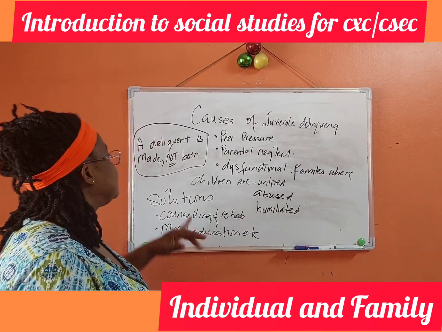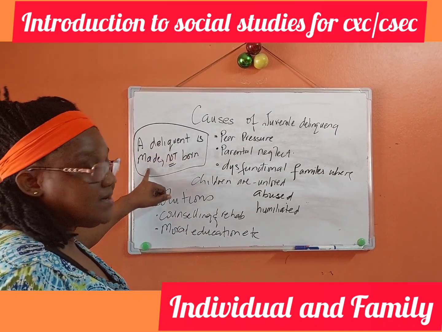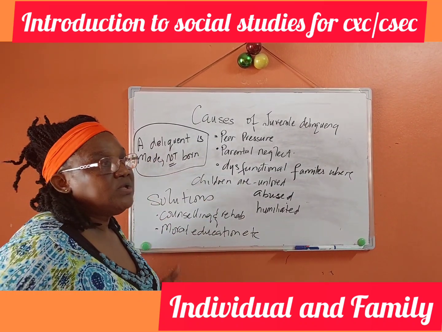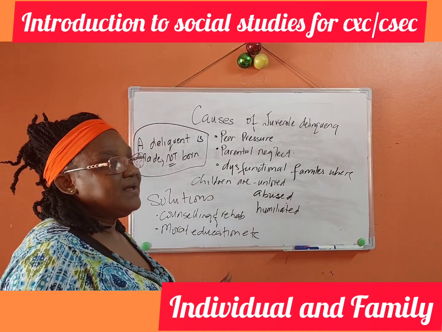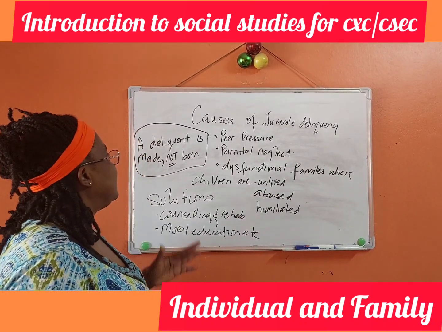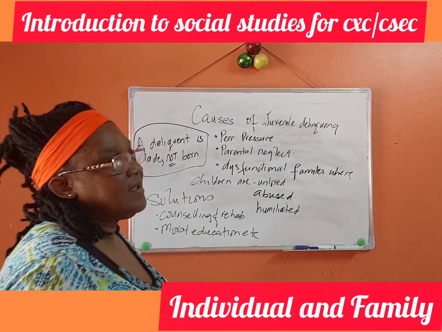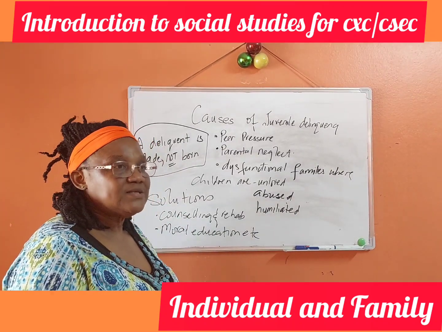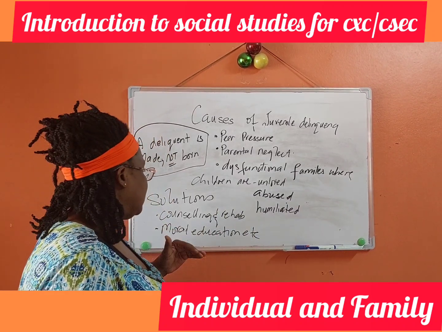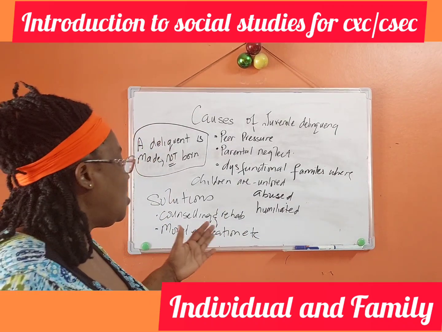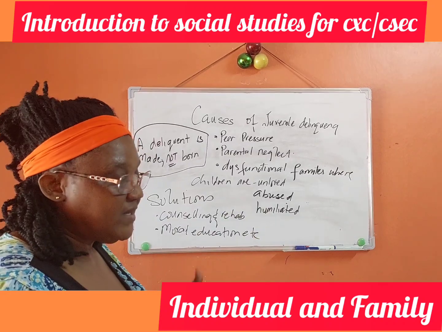One writer said, a delinquent is made, not born. That means you did not produce a delinquent child. You did not bear a delinquent child. Rather, delinquency is probably a learned behavior. Yes, situations cause a child, a juvenile, to become delinquent. And then we ask now, how then are we going to solve this problem of delinquency?